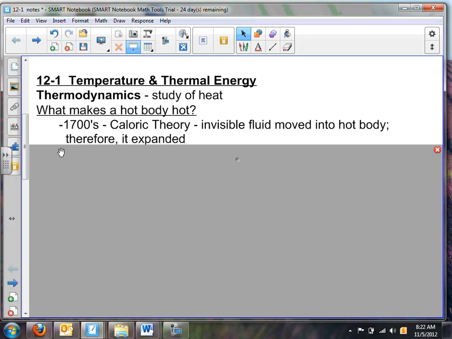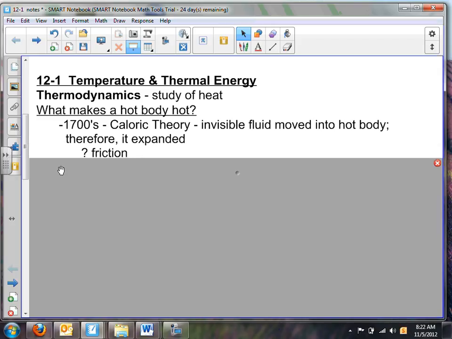The problem the scientists came up with, though, was what do you do with friction? Or how does it explain friction? Now, if you rub your hands together, both hands get warm, and it's not like you can just artificially generate this caloric or this invisible fluid, and they really had no way to explain how friction caused your hands to warm up, so they had to come up with a different theory.